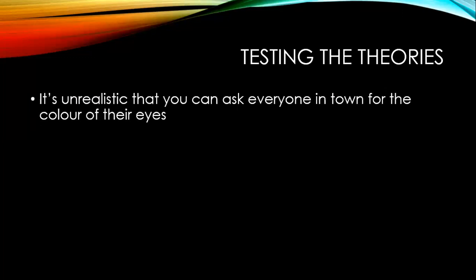So obviously it's unrealistic that you're going to ask everyone in your hometown the color of their eyes. If you live in a town with 50,000 people, you're not going to be able to go to every one of those 50,000 people and investigate what color eyes they have. It's just not practical. So what do statisticians do, and what are you going to do?